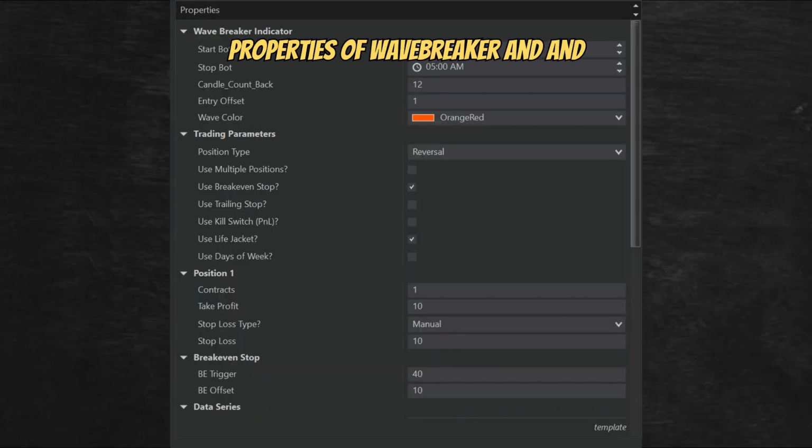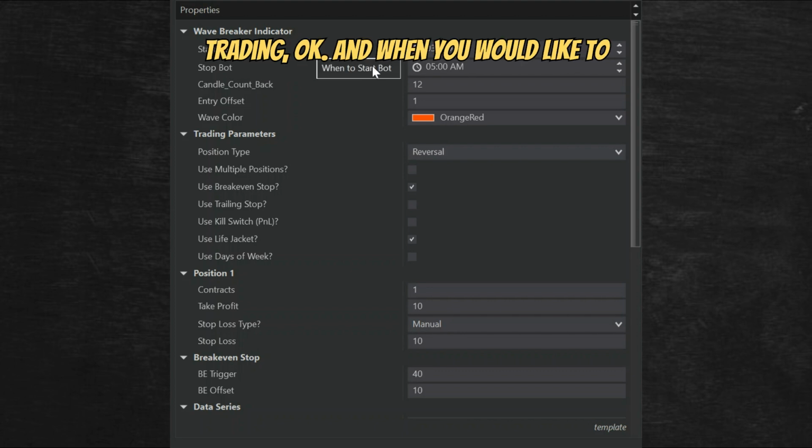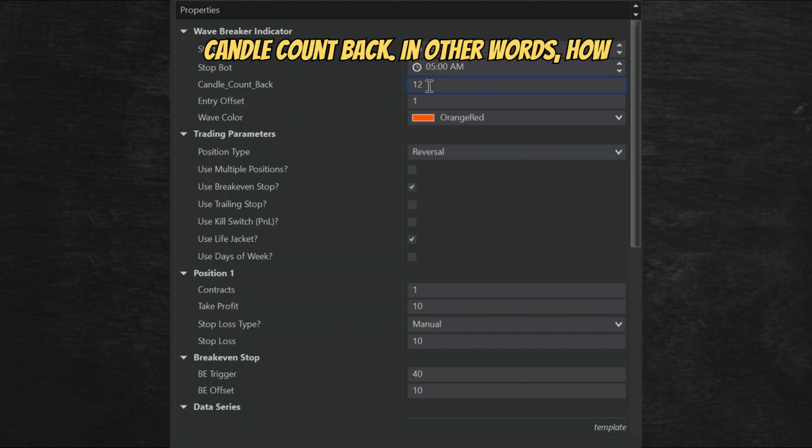Okay, so let's take a look at the properties of Wave Breaker and the reasons why they're at that level. Okay, so we start off with our Wave Breaker indicator. This is very typical of both Wave Breaker and Wave Breaker Advanced. You have a start time and a stop time. You need to indicate when you would like to start trading and when you would like to stop trading. From that starting point, you need to indicate also the candle count back. In other words, how many candles are you counting back in order to form that wave?